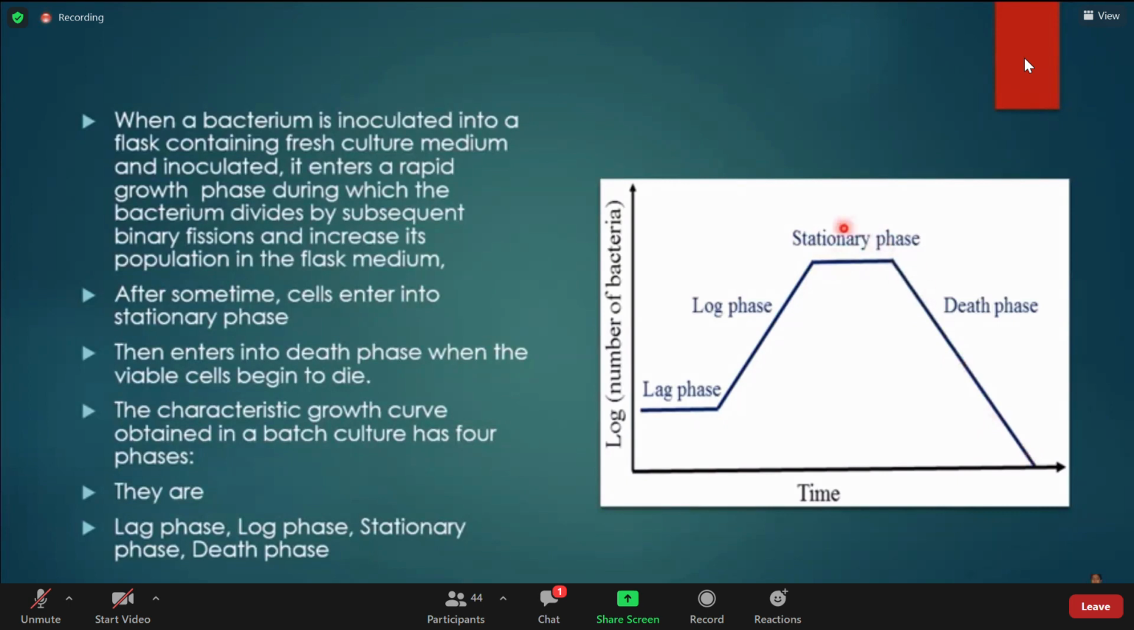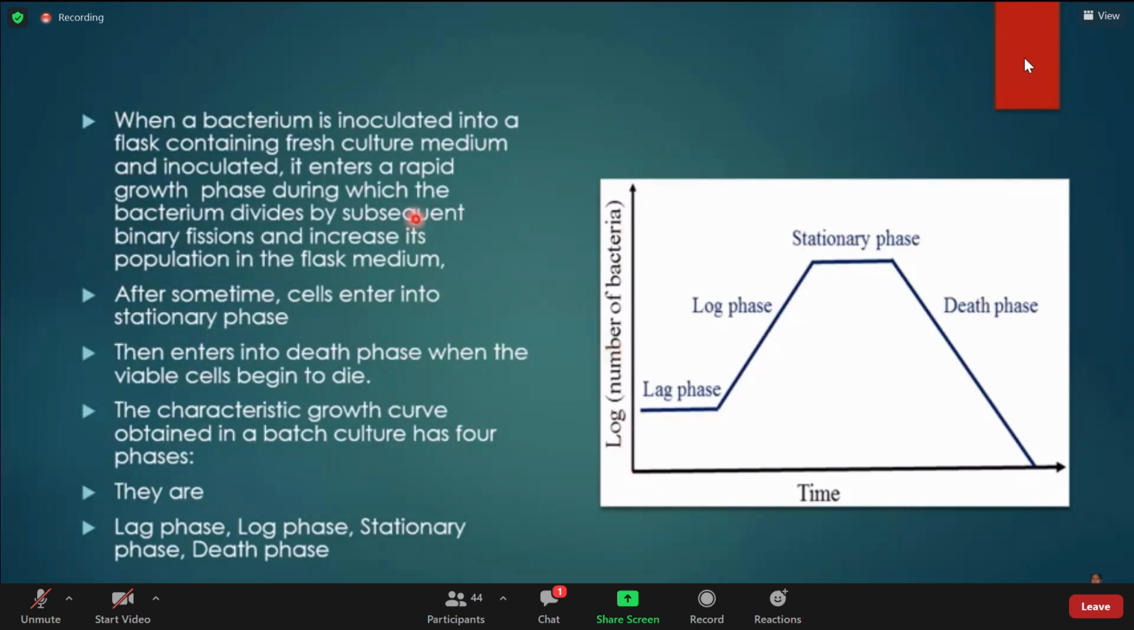Obviously, nothing is going to be supplied from the external environment, like nutrients or culture, and the cells are not going to be transferred into another new medium. So this stationary phase is going to lead into the death phase, when the viable bacterial cells begin to die. This is what happens in a batch culture system. That means they have to divide and they are going to die in the same culture medium.